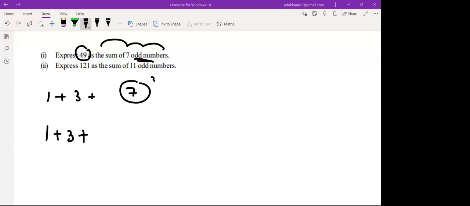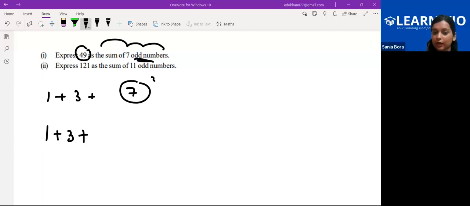Ma'am, we'll add the odd numbers up to 7. Like 1 plus 3 plus 5. 1 plus 3, then 5, then after 5, 7, then 9, then 11. Yes or no? Then 13. Yes? 1, 2, 3, 4, 5, 6, 7. Clear?